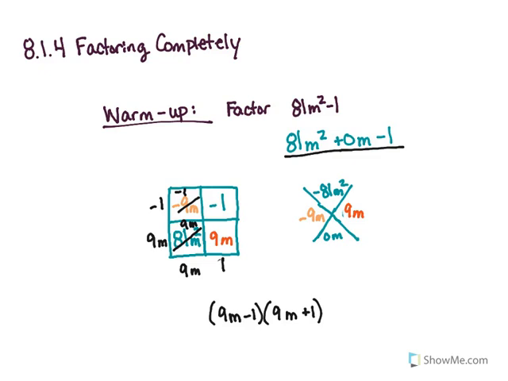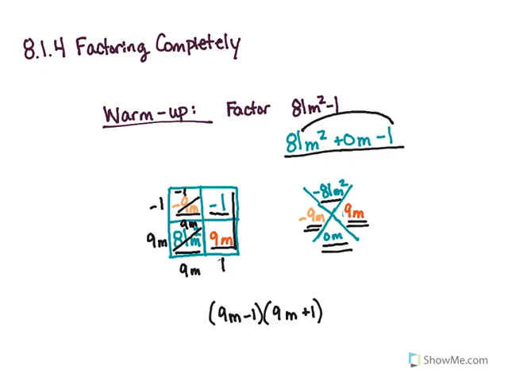The next thing I did was go ahead and make my box, and I filled in my 81m squared and my negative 1, so my first term and last term. Then I made my diamond problem, and remember we get this negative 81m squared by multiplying our first and our last term. My 0m is just my middle term. And then I found out that negative 9m times 9m is negative 81m squared, and negative 9m plus 9m is 0m. So I went ahead and put those in my box, and then I found my factors.